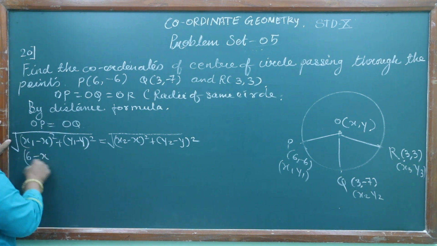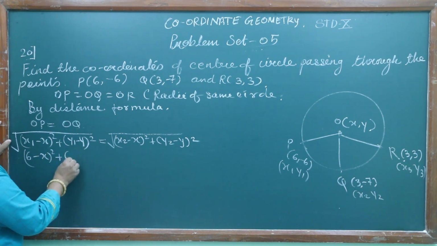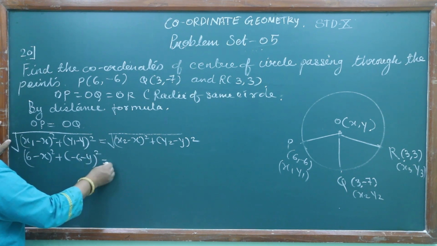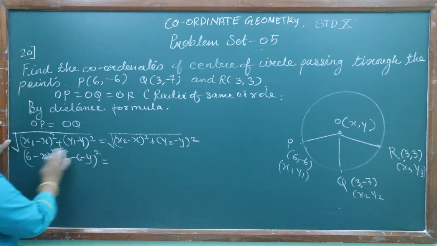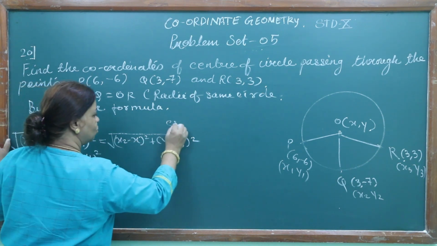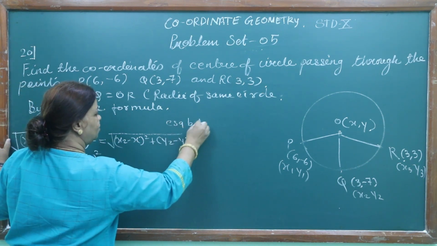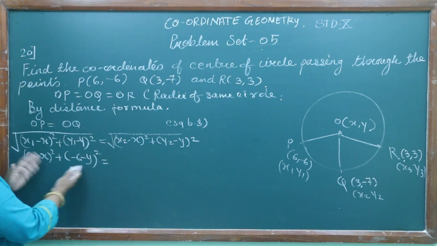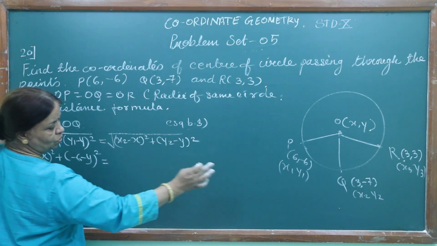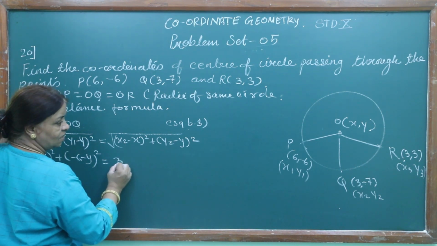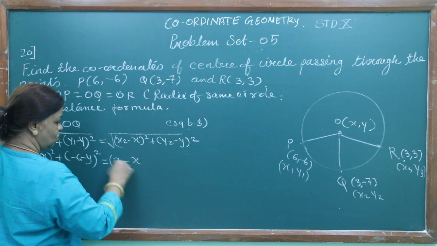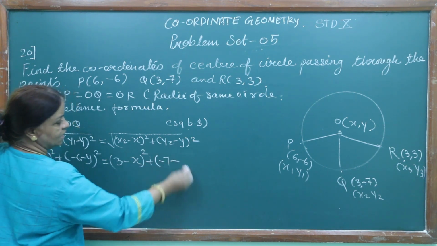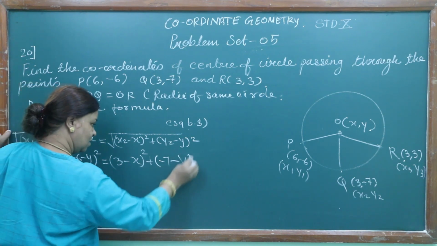(6 minus x) the whole square plus (y1 is minus 6 minus y) the whole square, which is equal to... see, you can squaring both the sides. If you square both the sides, the root will be removed and you get the number directly. x2, what is x2? (3 minus x) the whole square plus y2 is what? Minus 7 minus y the whole square.